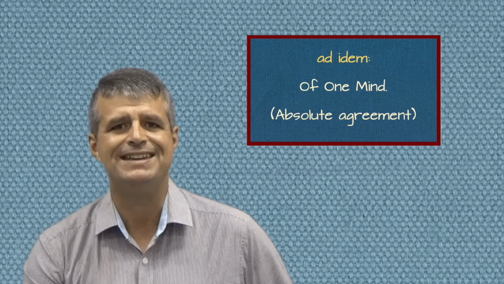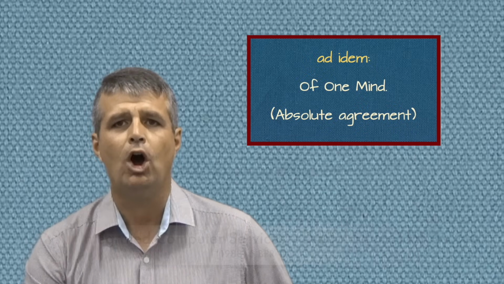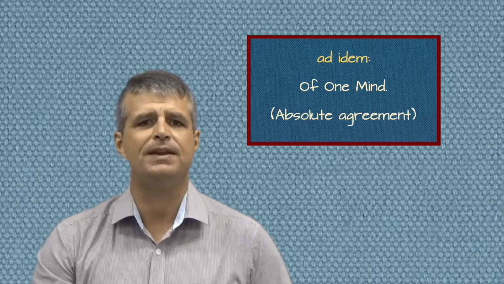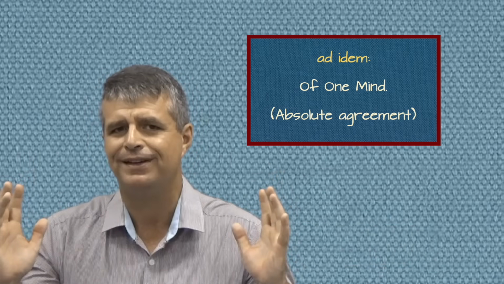Now let's say none of those things happen. An offer is made, there's no counter-offer, no request for information, and the offer's not withdrawn. What happens then? Well, if the person receiving the offer agrees with it in its entirety, then the parties are, as we say, ad idem. That's Latin for of one mind. At that point, the offer disappears in a magic puff of law and becomes a contract.